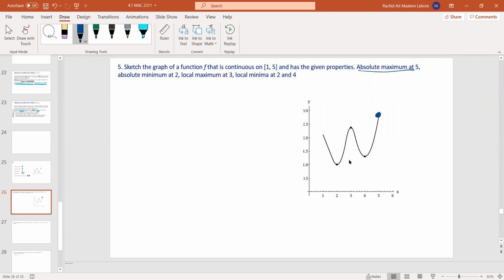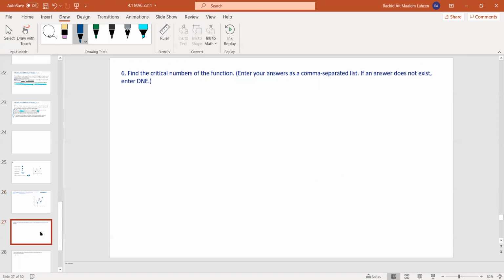And second one, absolute minimum at 2. So if we get to 2 here, we'll find that's the absolute minimum, yes. Local maximum at 3, there is an increase and decrease, this one here at 3, so yes. Local minima at 2, yes, it's there. The absolute is also serving as the local there. And at 4, near 4, it happens to have a local minimum. So that graph matches.